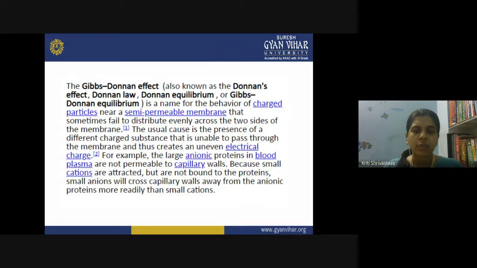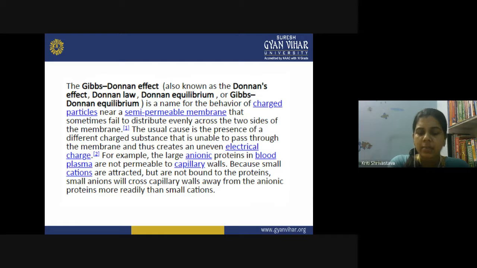So ideally, what should happen? A semi-permeable membrane should allow the entry of the charged particles, and these charged particles should be evenly distributed on both the sides. But actually, what happens? Their distribution is uneven, and the reason is the presence of a differently charged substance that is unable to pass through the membrane, and therefore we have developed uneven electrical charge.